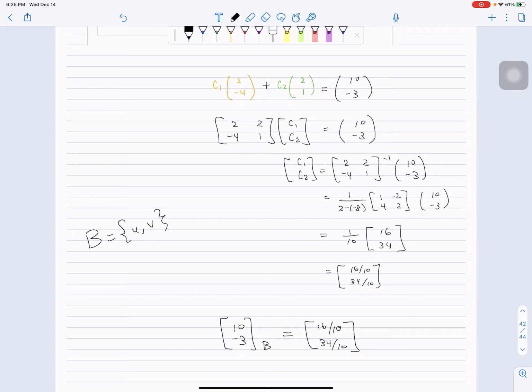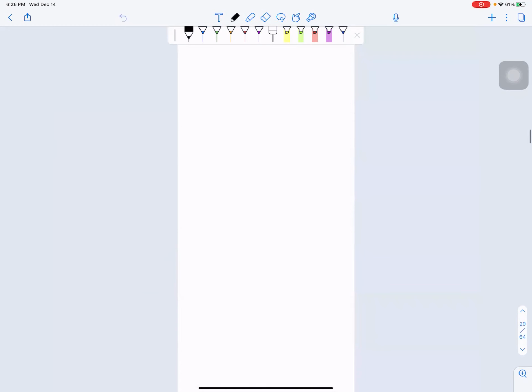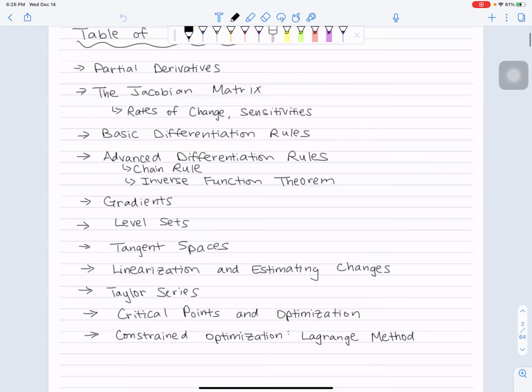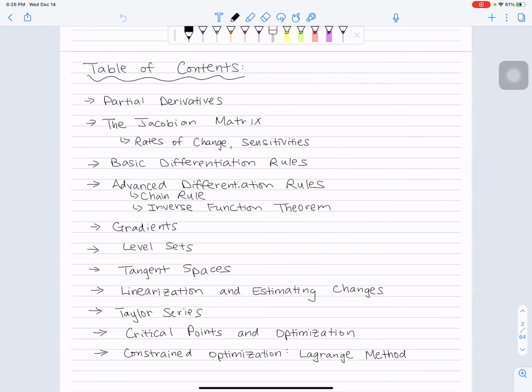Okay, let me move on to volume 2 then. Okay, so volume 2. So this is our table of contents. Let's start with partial derivatives.